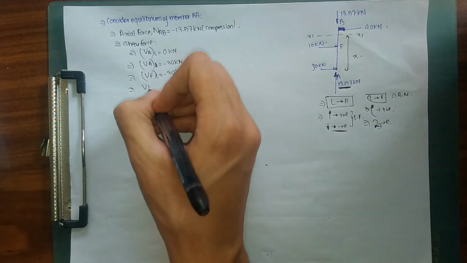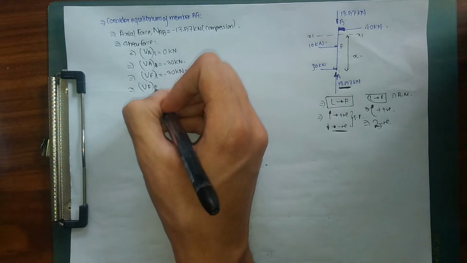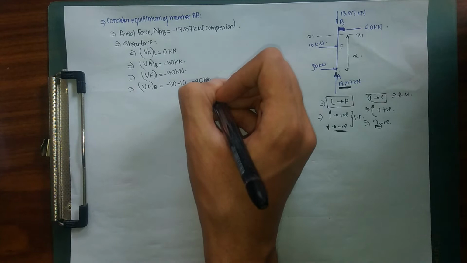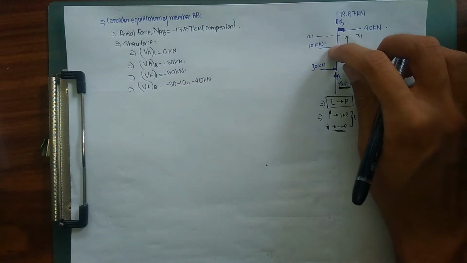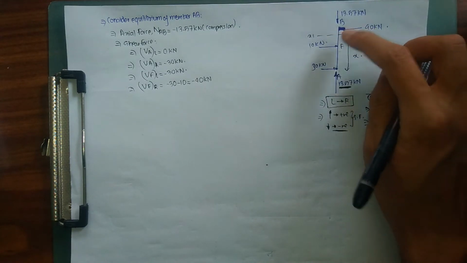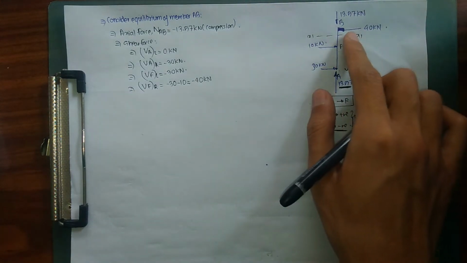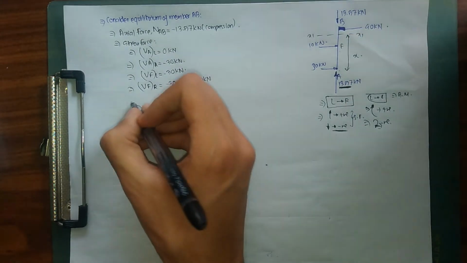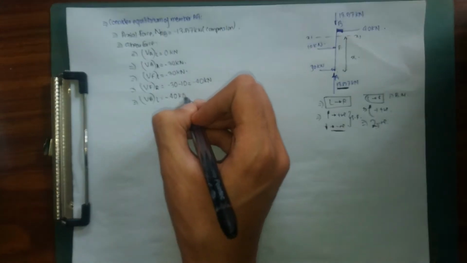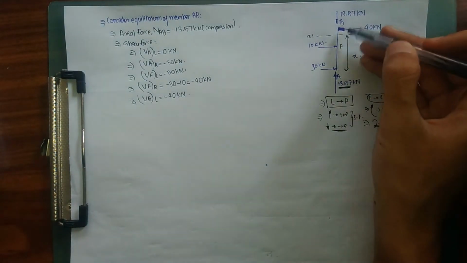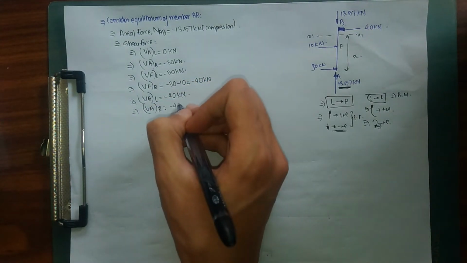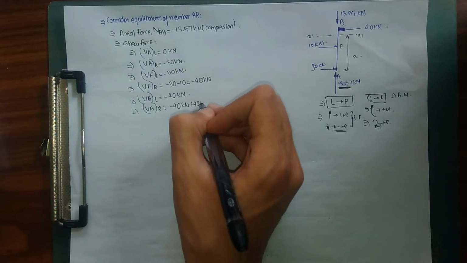Now at right of F, we are going to have minus 30 kilonewton minus 10 kilonewton, which is going to be minus 40 kilonewton, because this 30 kilonewton is acting downward and this 10 kilonewton is also acting downward. Now as we move directly at left of B, this is going to be minus 40 kilonewton only, because there are no additional forces between F and B. And finally at right of B, VBR, we are going to have minus 40 kilonewton plus 40 kilonewton, which is going to be 0.